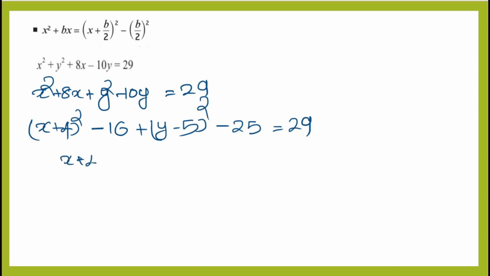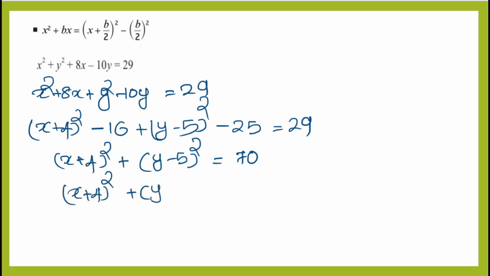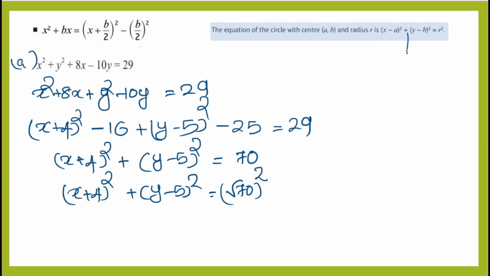That equals (x plus 4) whole to the power 2 plus (y minus 5) whole to the power 2 equals 70. Or the standard form as (x plus 4) the whole square plus (y minus 5) whole to the power 2 equals root 70 whole square. Now comparing with the standard form, we got center as (minus 4, 5), radius as root 70.